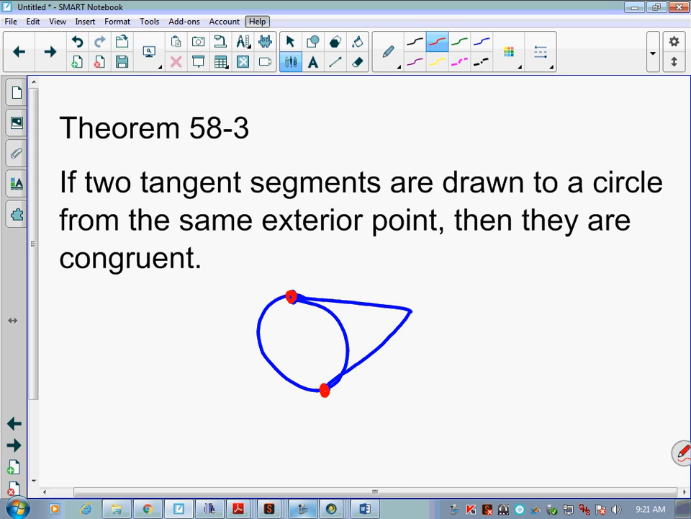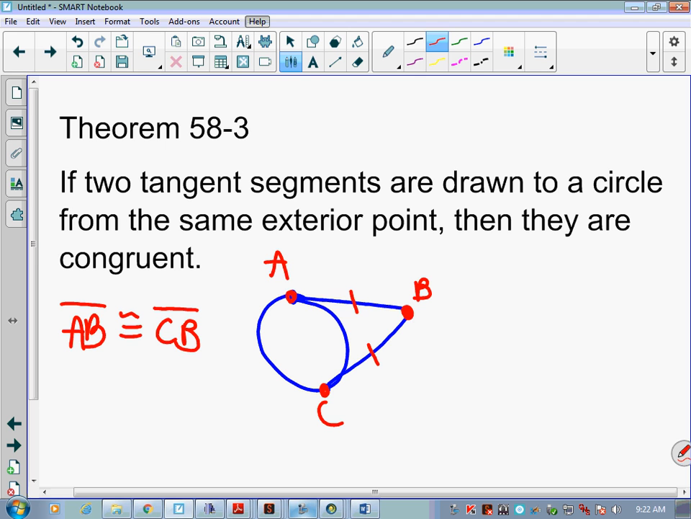each other. Now, I haven't done a great job of drawing my picture here, but if I label this A, B, and C, what we're saying is that segment AB is congruent to segment CB, that these two are congruent to each other if they come back to the same exterior point. If two tangent segments are drawn to a circle from the same exterior point, then they are congruent to each other. So if I knew that AB was 7, what would I know that CB was?